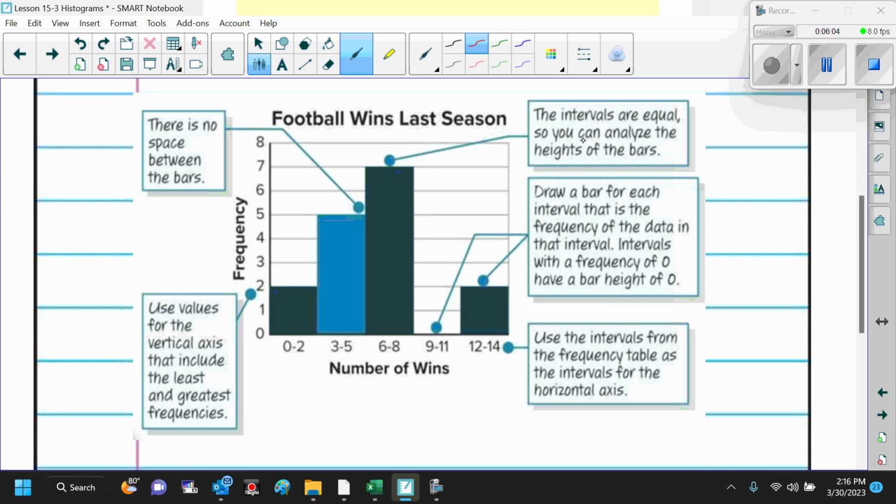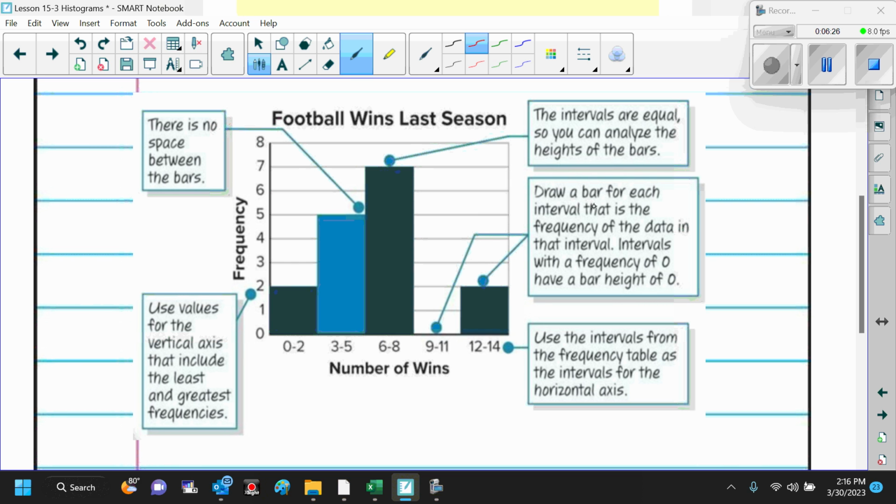The intervals are equal, so you can analyze the heights of the bar. You can see this has 2 wins here, 5 wins here, 7 here, 0 in the 9 to 11 wins, so nobody won 9 to 11 games, and then 12 to 14, that's 2.